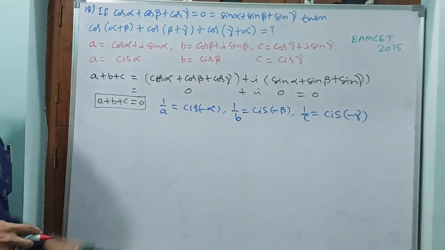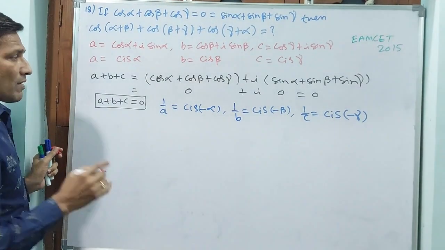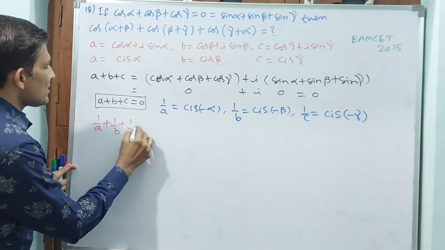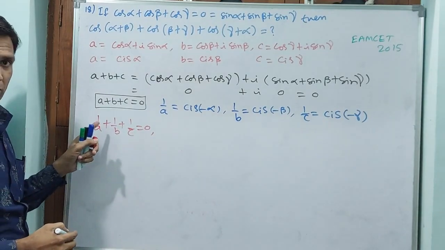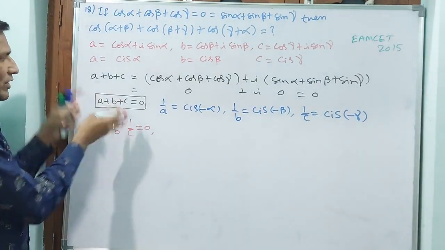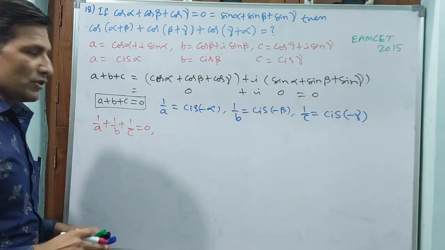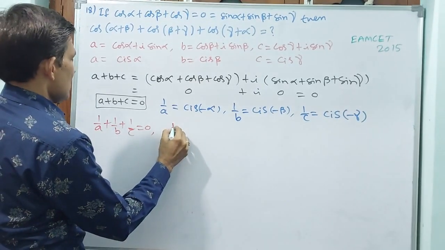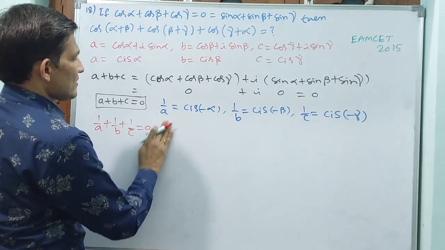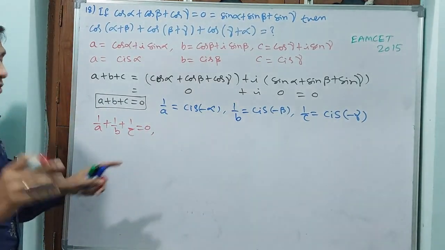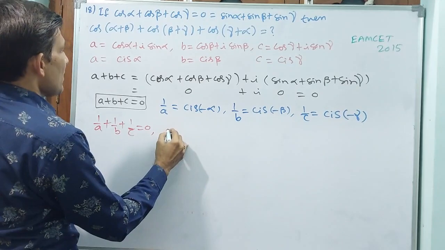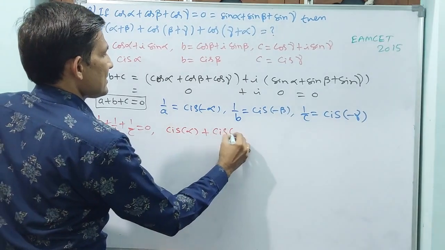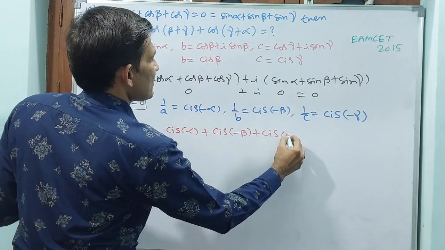Now proceed further. You see, if this is the case, see what I am writing. A plus B plus C equal to 0 means 1 by A plus 1 by B plus 1 by C is also 0. Definitely it should be 0. Why? Because you have not done anything, just you have reciprocated, that's all. Okay, these together is going to become 0. If these are 0, then you go here. You see, 1 by A means what? CIS minus alpha plus CIS minus beta plus CIS minus gamma.